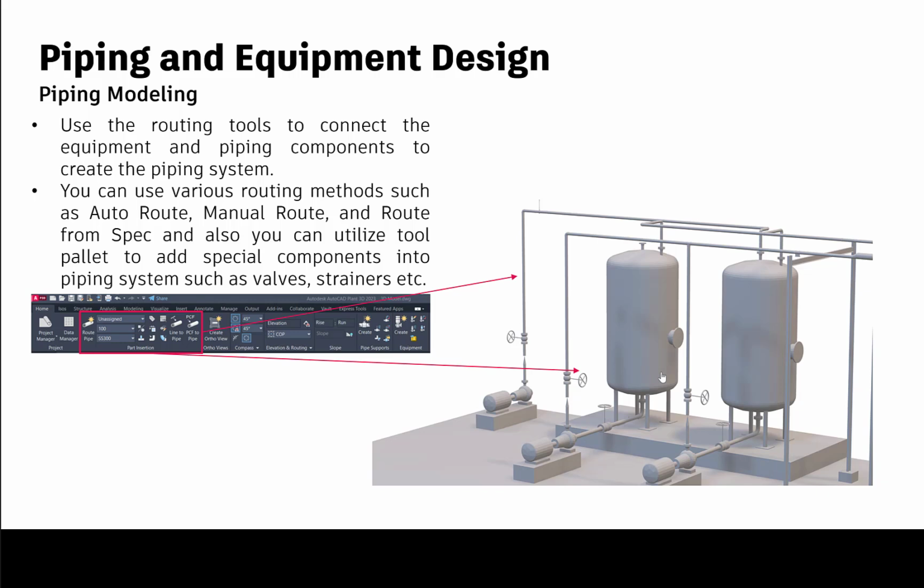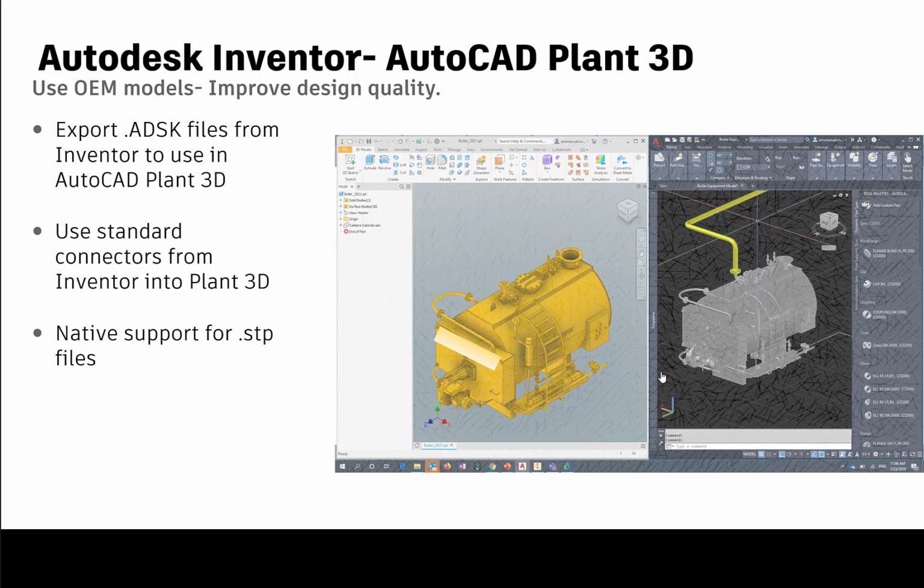You also have the piping modeling tools that give you a wide range of options to automatically route your pipes or route them manually. If you want to route them from a spec, from the P&ID line list, as you have previously seen, you can utilize some of that tool palette to add special components into your piping system, like your valves and your strainers as well.